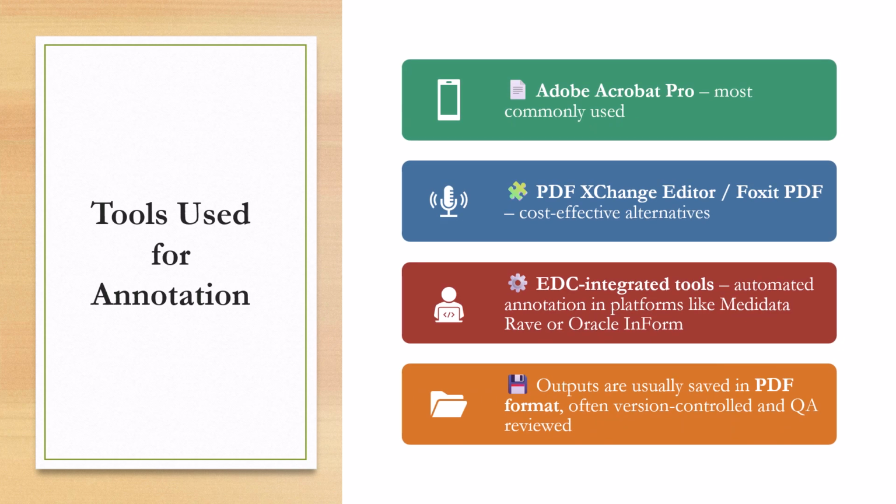The next is the tools used for annotation. CRF annotations are usually applied to a PDF version of the CRF using tools like Adobe Acrobat Pro. Annotations are made using comment tools such as sticky notes or text boxes where you enter the SDTM variable name. Other tools like the PDF Exchange editor or Foxit PDF editor or even an automated annotation system integrated with EDCs can also be used. But the industry standard remains Adobe Acrobat. In automated setups, the annotation might be pre-configured based on the EDC form metadata, thus reducing the manual work. An important tip here is that whenever you do an annotation for the CRF, always lock the annotations once finalized to prevent any accidental changes.